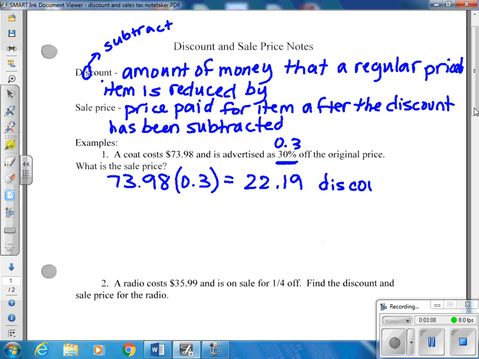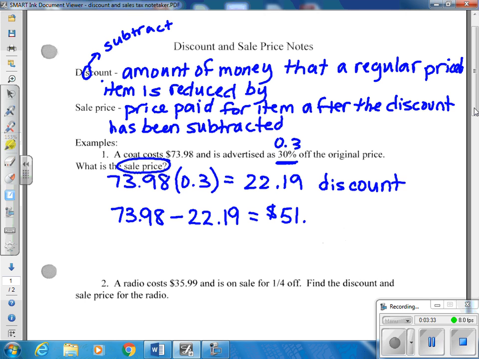So if that's all they wanted to know is how much money you were saving on this coat, that would be your answer. Right? But the question does ask us for the sale price. So we have to keep going and figure out how much you will pay for this coat now that it's on sale. So again, you go back to the original price of $73.98 and you subtract the discount of $22.19. And the answer you get to that will be your sale price. Make sure you have dollar signs around your final answer because it is money, and that's your units. So $51.79 is the final cost of this coat, and that is known as the sale price. Okay, so when you get to the cash register, something that's on sale will ring up as $51.79. Right? It won't ring up as anything less.